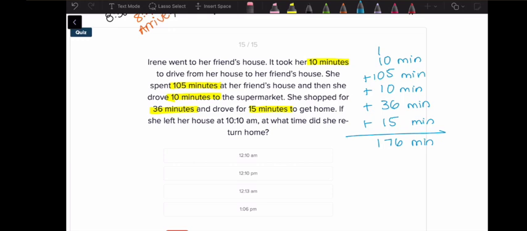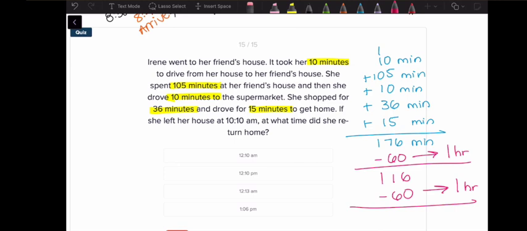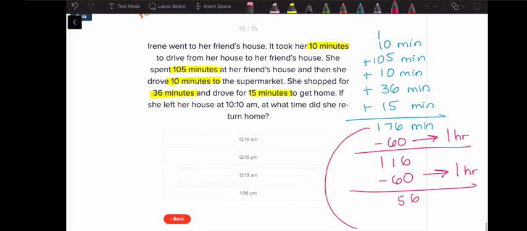Now I want to know, what is that in terms of hours? If I extract 60 minutes out of this, that's equivalent to 1 hour. Let's see what's left over. After I take out 1 hour, I'm still left with 116 minutes. Since it's more than 60, I know there's 1 more hour in there. So let me do it again. Let's extract another hour. Let's see what's left over. 176 minutes is equivalent to 2 hours and 56 minutes. So she was out of the house for almost an entire 3 hours.